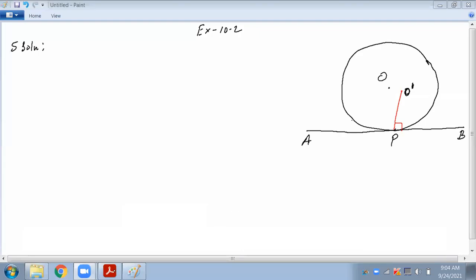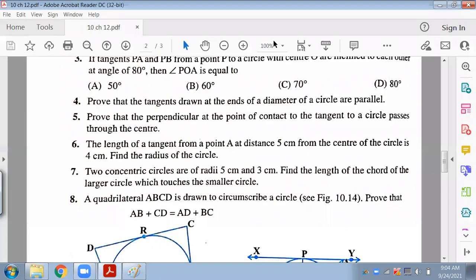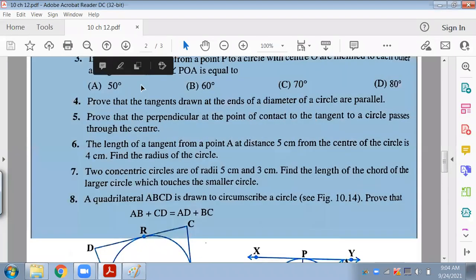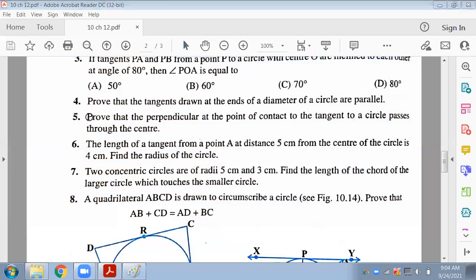Today we'll do question number 5. The question is question number 5 from 10.2. Prove that the perpendicular at the point of contact to the tangent to a circle passes through the center.